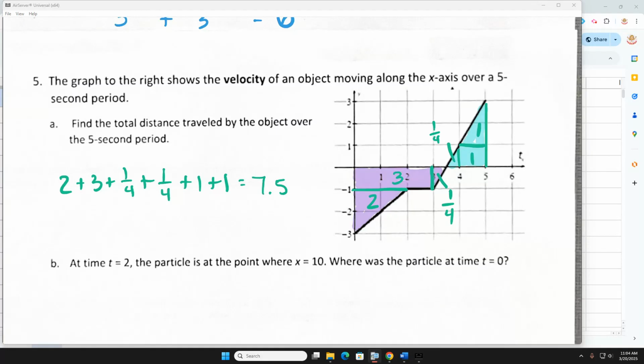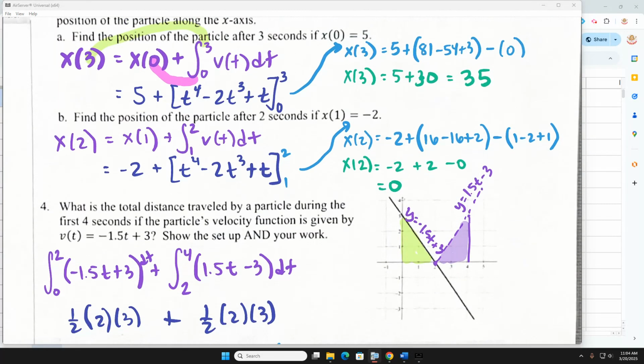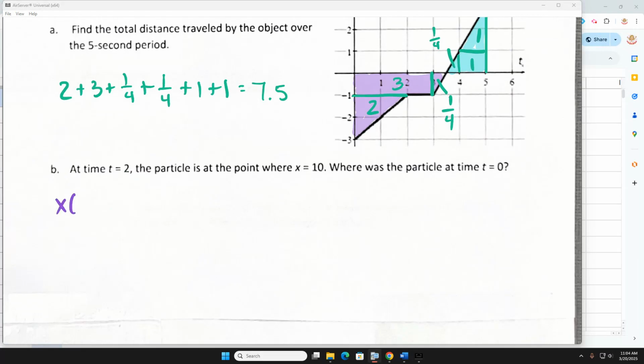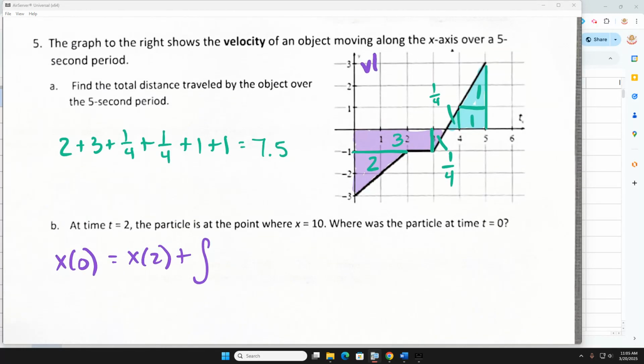Okay, and then part B tells us that at time t equals 2, the particle is at a point where x is 10. Where is the particle at time t equals 0? Okay, so we are doing the same thing like we did up here, but we're going to do our integrals with areas. So we want x of 0. What do we know? What position do we know? 2. All right, you guys set up your integral, please. Don't forget, this is the graph of the velocity.